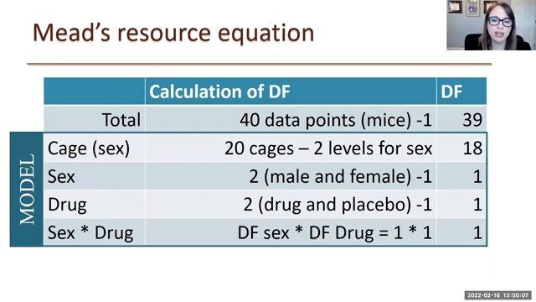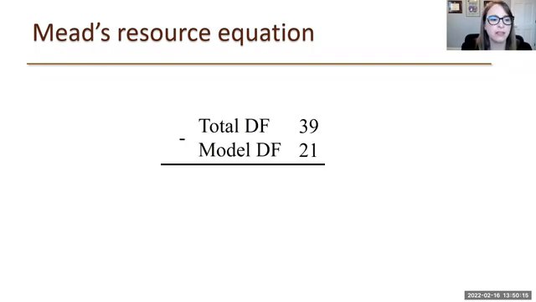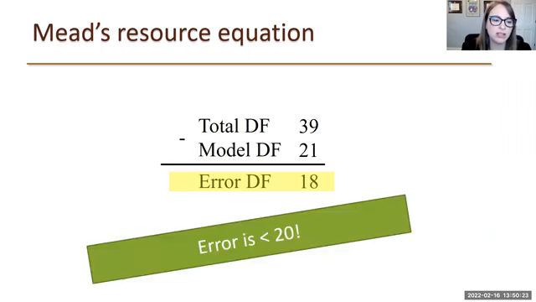Really what you're seeing is that the difference in the model affects cage, not necessarily any of the other aspects within the model. So again, we do our calculation, and here we find our error degrees of freedom is 18. I think we've hit the sweet spot. We're really close to 20, but we haven't gone over.